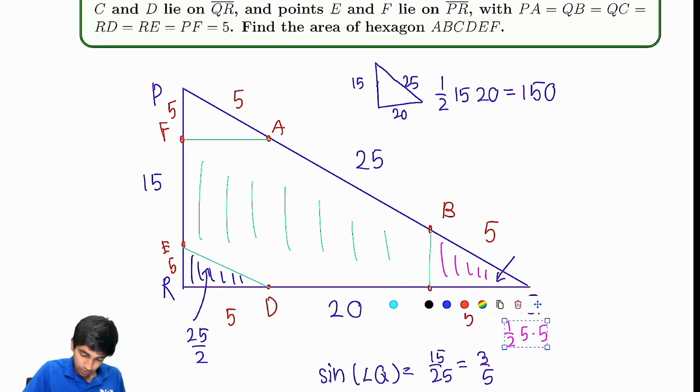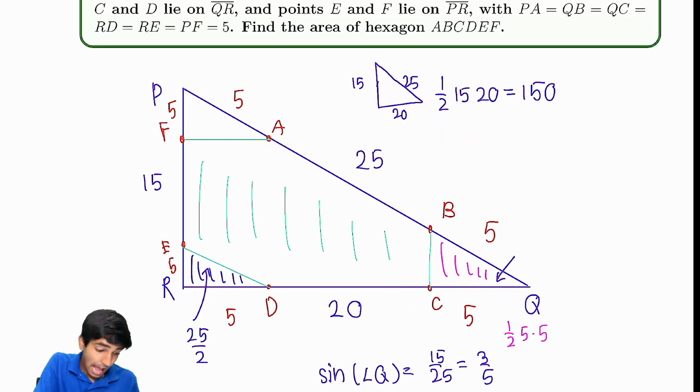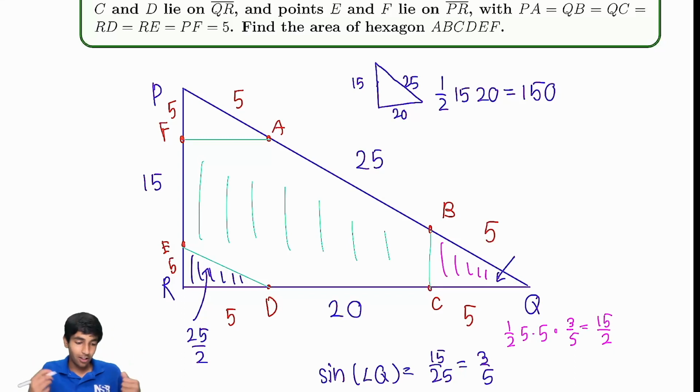This is the area of the smaller pink triangle. Let me do it here. Half AB times sine of angle Q. Angle Q has a sine of 3/5. So that just gives us 15 over 2 as the area of the pink triangle.